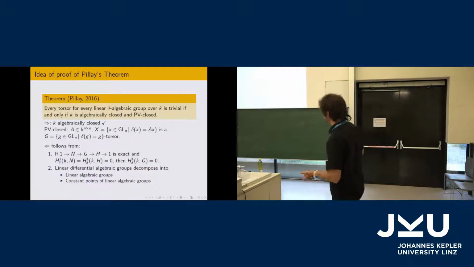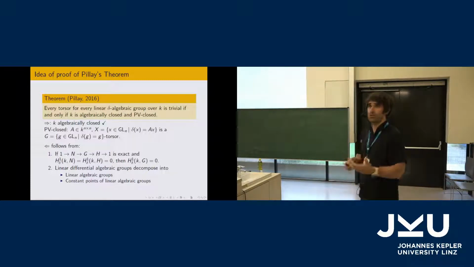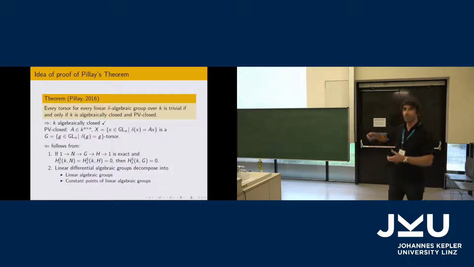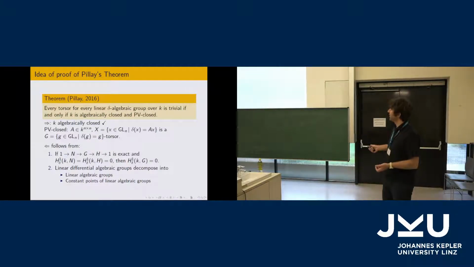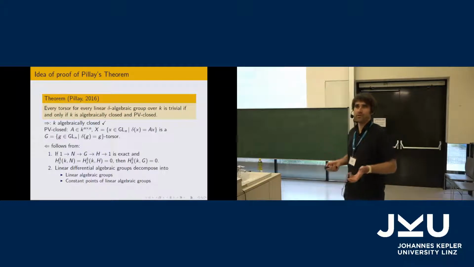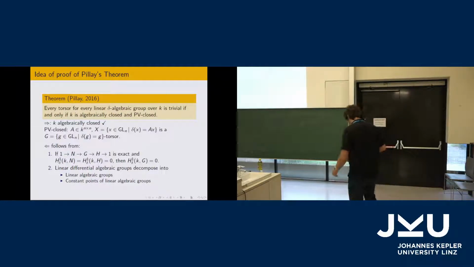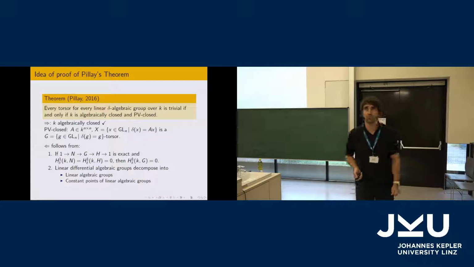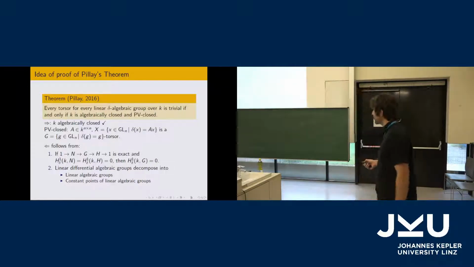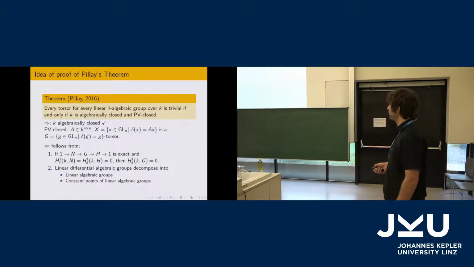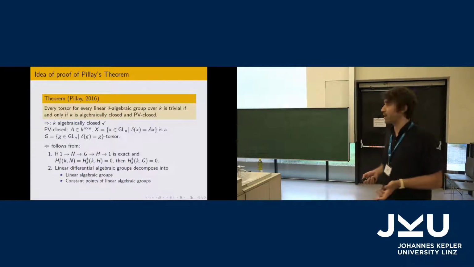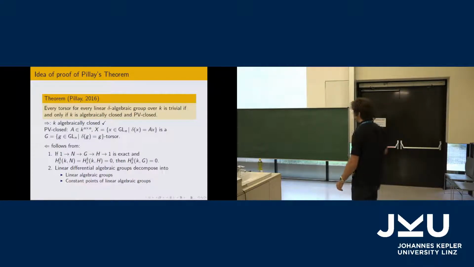So for example, you can take N to be the connected component, and then you know G mod the connected component is finite, so you know the theorem holds for finite groups, and then you can assume, okay, that G is connected. Then you do something for the connected part, and so on. So you can decompose G, and you can use all that structure theory for differential algebraic groups, and essentially linear differential algebraic groups decompose into two types. Either they are just usual linear algebraic groups, or they are constant points of linear algebraic groups.